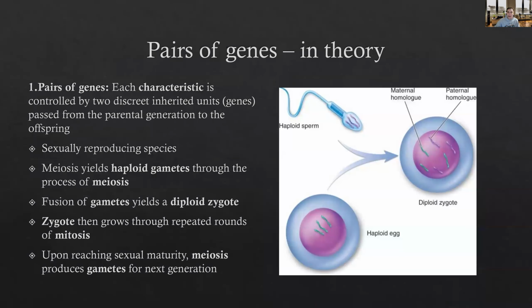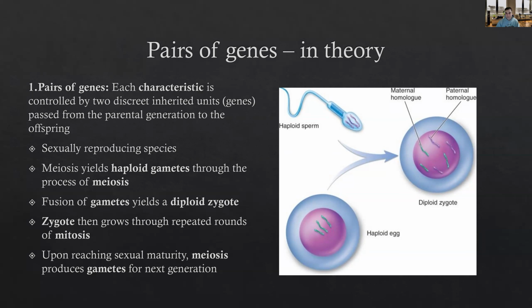So let's talk about the pairs of genes. Let's break down the first law. Each characteristic is controlled by 2 discrete inherited units. We now call those genes. He didn't know what they were called. And these are passed down from the parental generation to the offspring. Now, first and foremost, this really only works when we're talking about sexually reproducing species. So first off, understand Mendel is studying pea plants. Plants are sexually reproducing in most cases.